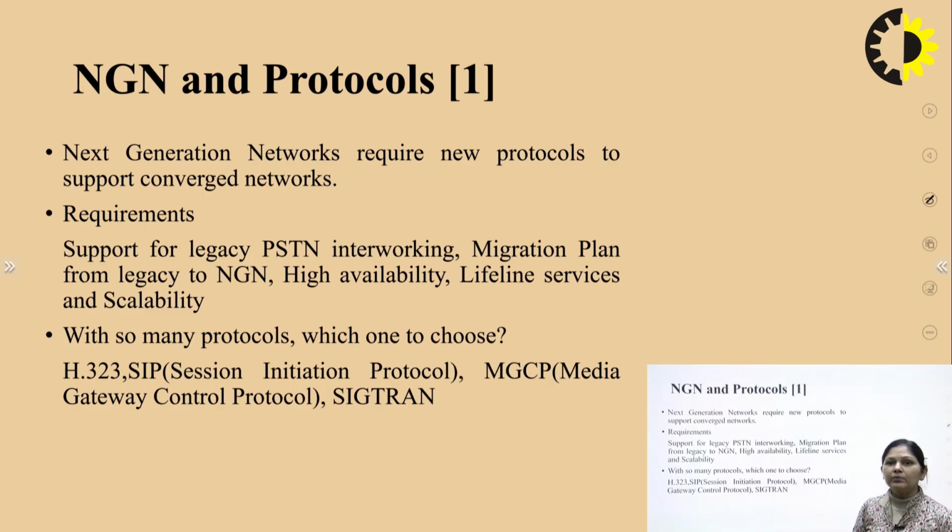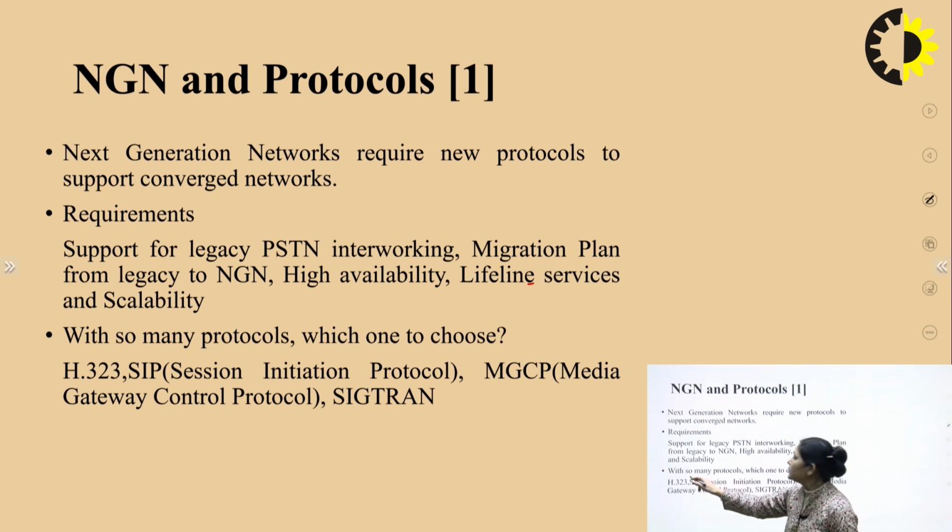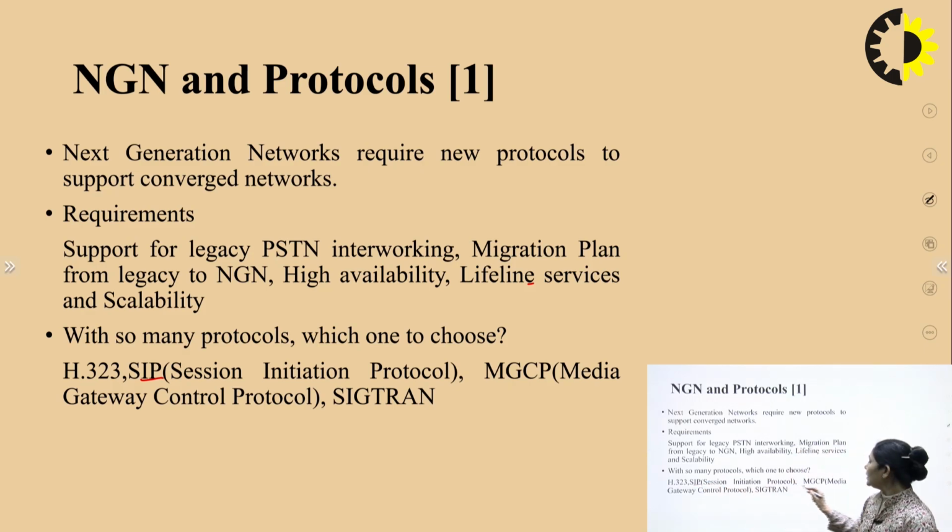Now, what are the requirements from the protocols that will be used for the next generation network? That includes support for legacy PSTN and internet interworking, a migration plan from legacy to NGN, high availability, lifeline services, and scalability. These are the requirements from the new protocols. And with so many protocols available, which protocols to use? We have given some examples of the protocols that can be used. These are H.323, SIP, that stands for Session Initiation Protocol, MGCP, Media Gateway Control Protocol, and SIGTRAN. These are examples of a few of the new protocols that are used for the next generation network.